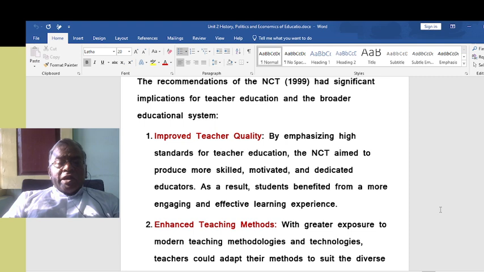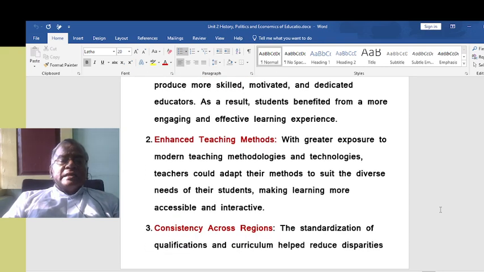Improved teacher quality. By emphasizing high standards for teacher education, the NCT aimed to produce more skilled, motivated, and dedicated educators. As a result, students benefited from a more engaging and effective learning experience. Enhanced teaching methods. With greater exposure to modern teaching methodologies and technologies, teachers could adapt their methods to suit the diverse needs of their students, making learning more accessible and interactive.